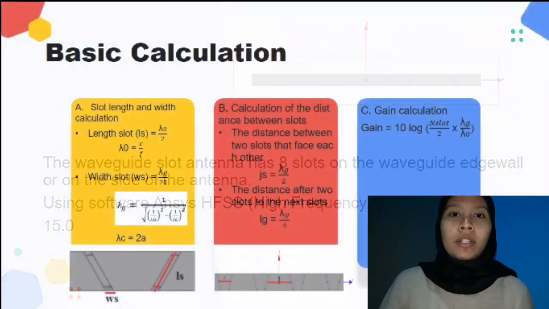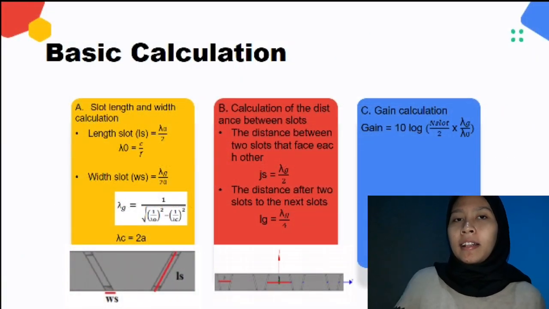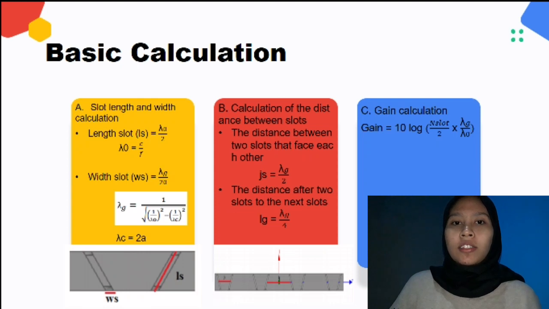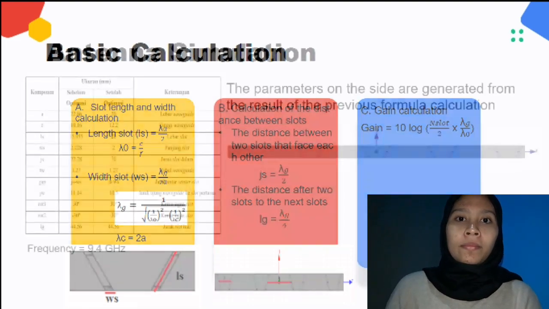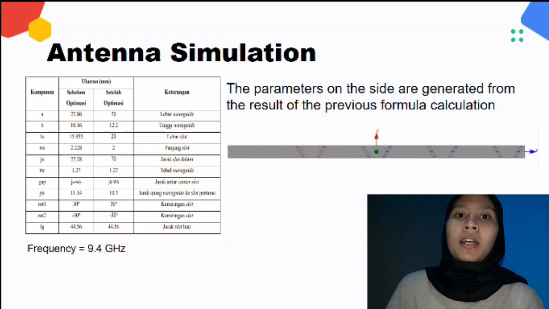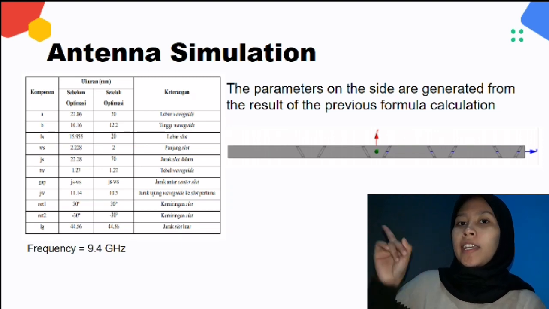For the basic calculation, here are the slot length, slot width, the distance between two slots that face each other, the distance from the two slots to the next slots, and the gain calculation. And then the parameters used after the calculation are here.